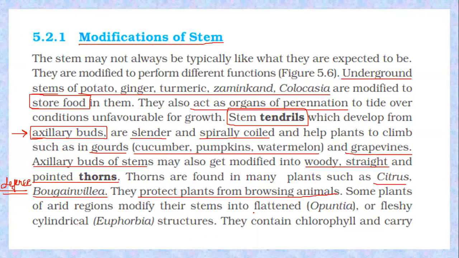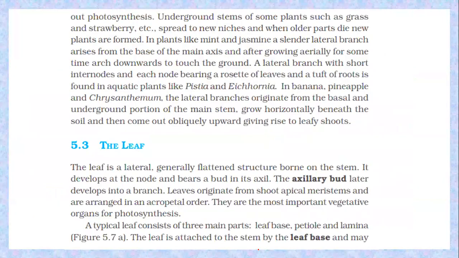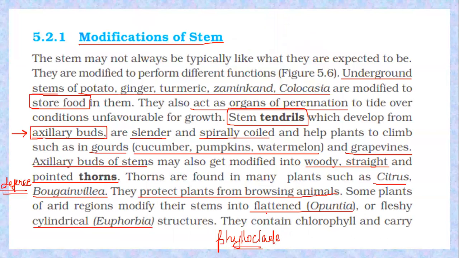Some plants of the arid region modify their stems into flattened structures in Opuntia, fleshy cylindrical structures in Euphorbia. That is, in some of the regions, the stem will get modified and converted to perform a photosynthetic function. Such structures, you will call them as phylloclad. They contain chlorophyll and carry out photosynthesis. Okay, the phylloclad present in cactus and euphorbia will carry out photosynthesis. This is very important. Phylloclad is flattened in Opuntia, fleshy cylindrical in euphorbia.